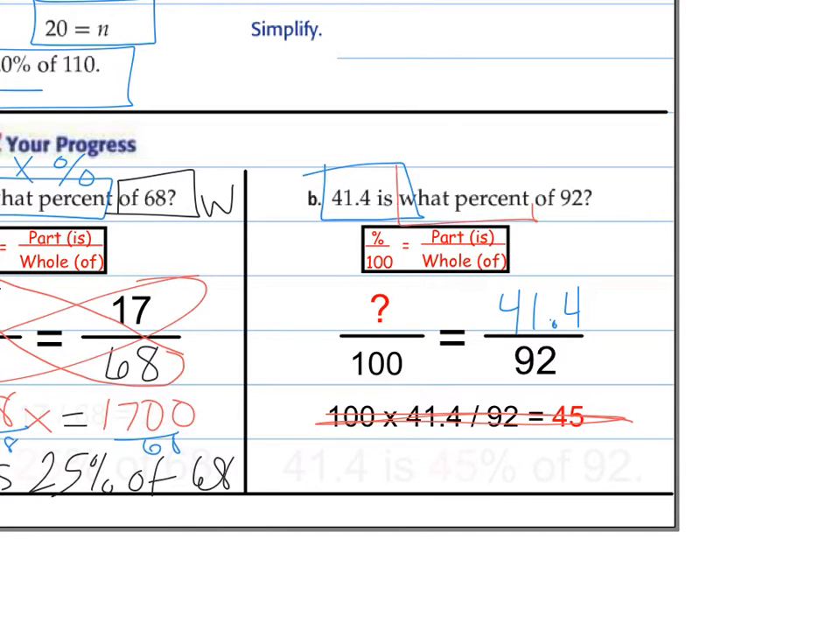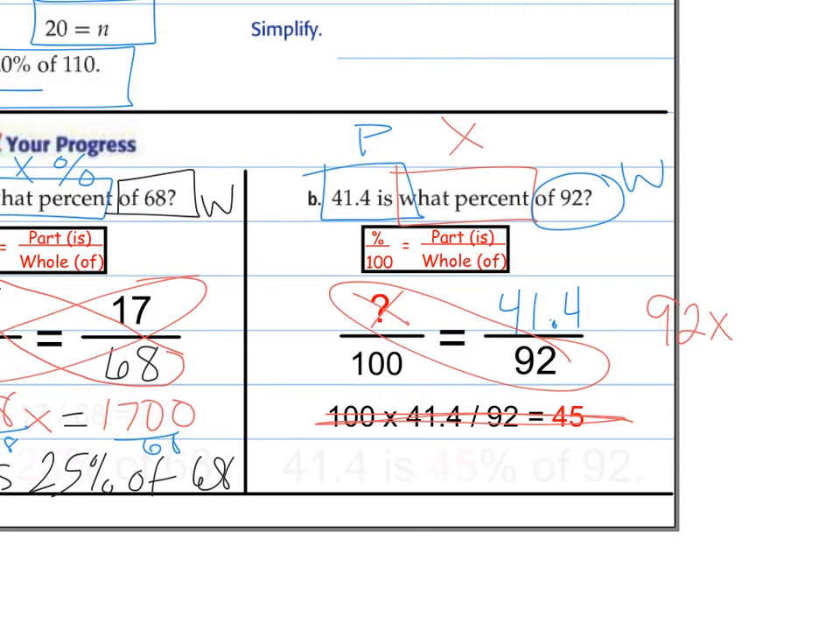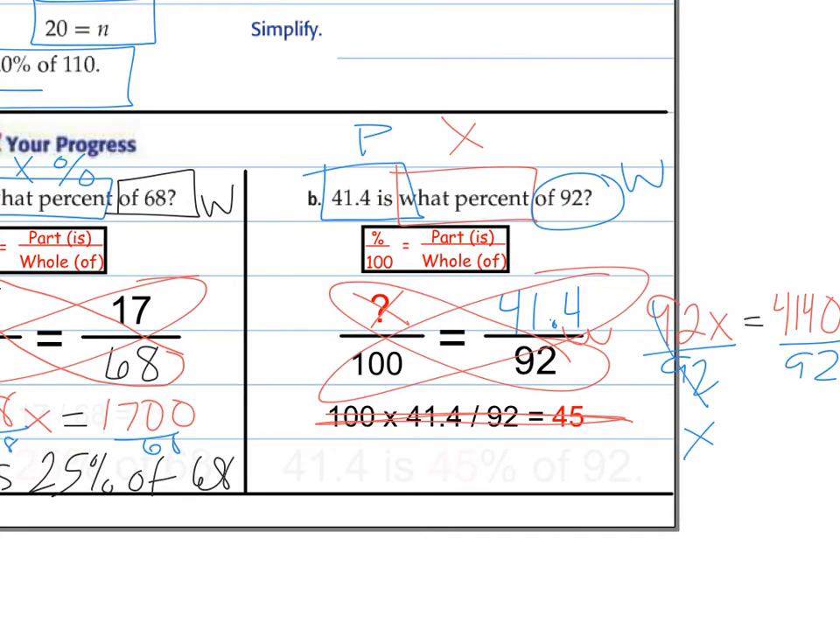What percent of 92? So cross products would give me 92 times x is equal to... multiply by 100 again, we just move it twice. To get x alone, we're going to divide by 92. And we get 45.